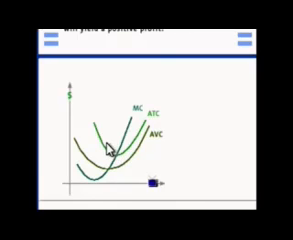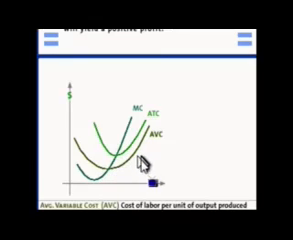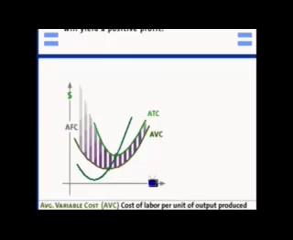Here's the average variable cost curve that tells us the labor cost per television produced. Once again, varying as labor productivity varies. And the difference between the average total cost curve and the average variable cost curve, what is that? It's the average fixed cost. Average variable cost plus average fixed cost equals average total cost.